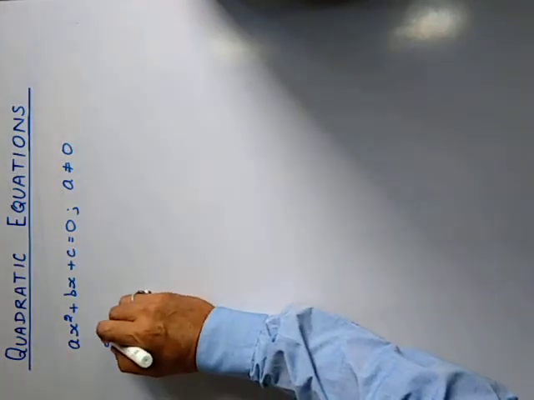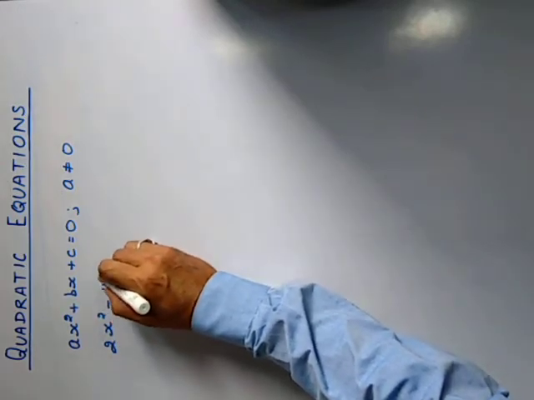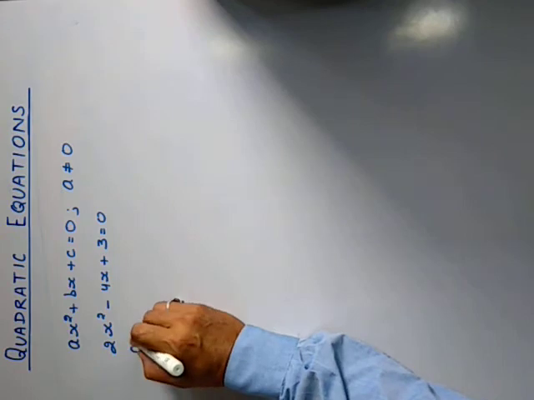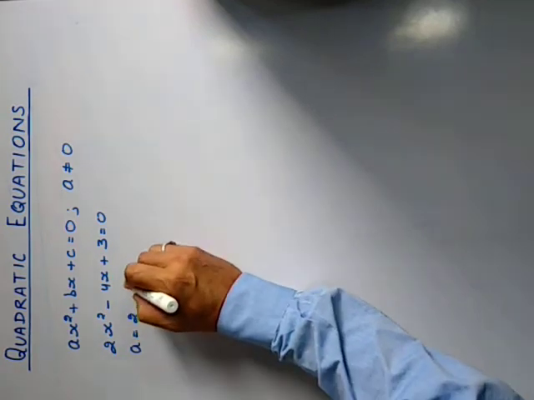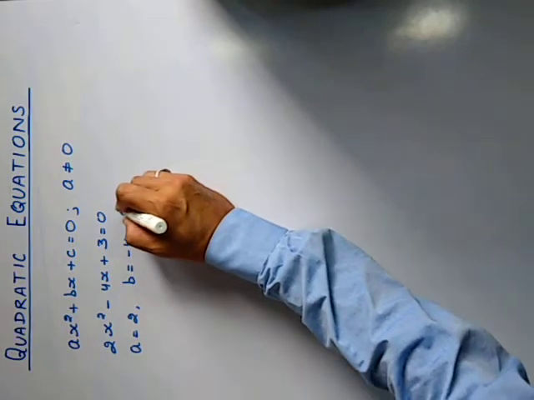For example, 2x square minus 4x plus 3 equals 0. This is a quadratic equation. Now if we compare these two equations, we can find a equals 2, b equals minus 4 and c equals 3.